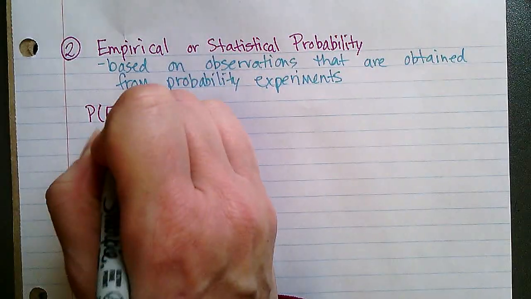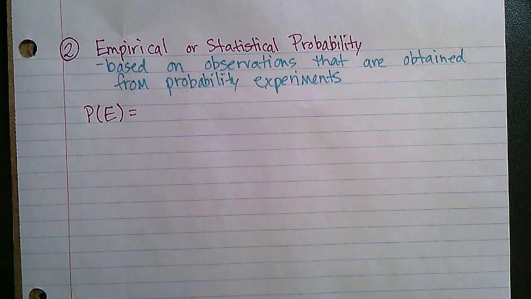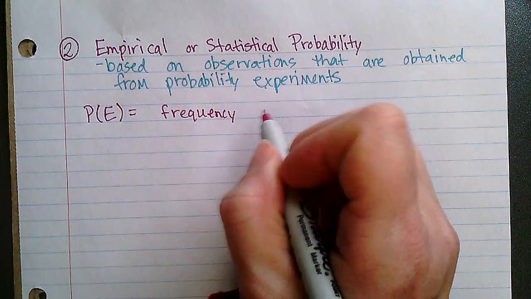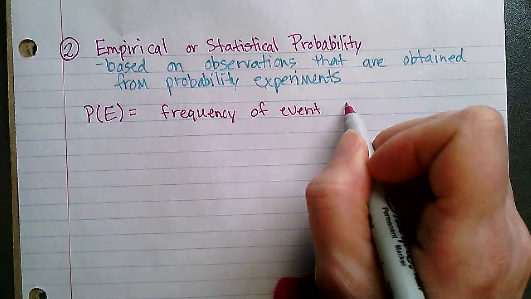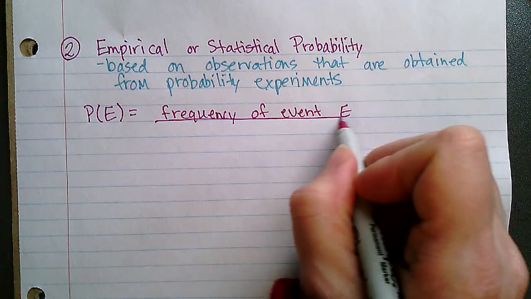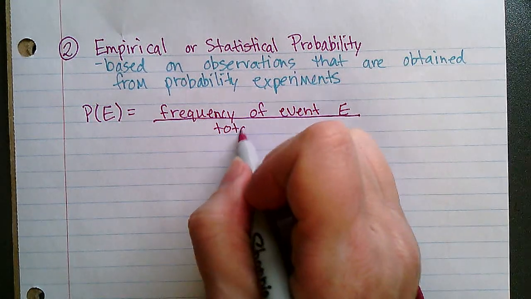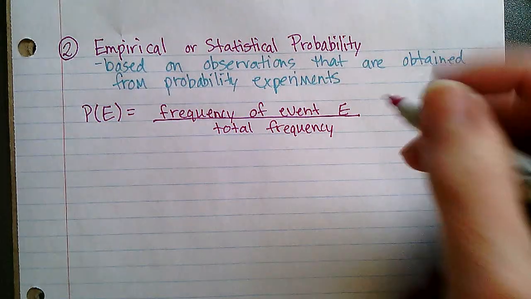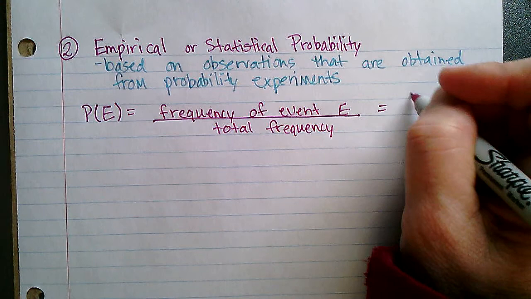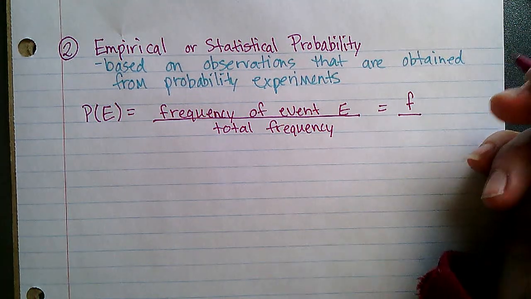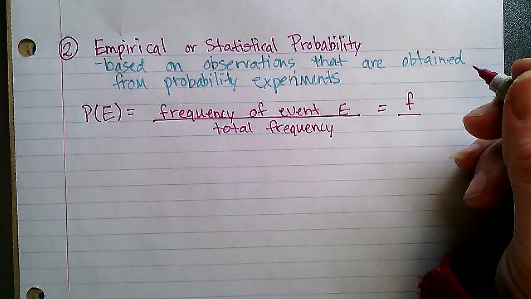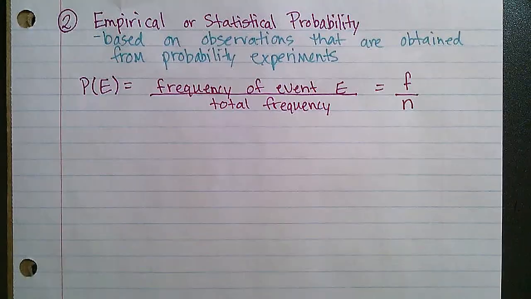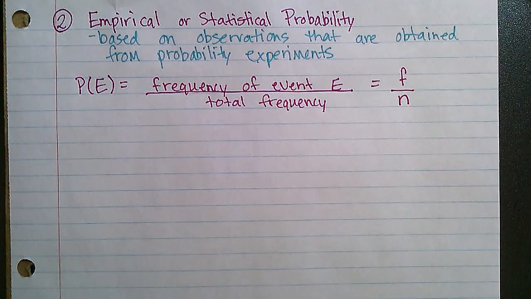So in this case, the formula is going to be that the probability of event E is equal to the frequency of event E, in other words, how many times event E actually happened, divided by the total frequency. So we have symbols that we've used in previous chapters. The frequency of event E is going to be F, and then the total frequency will be the number of events in the sample space. So we've used the letter N for that. So the probability of event E is frequency divided by sample size.